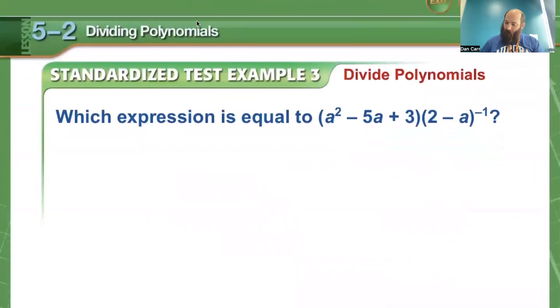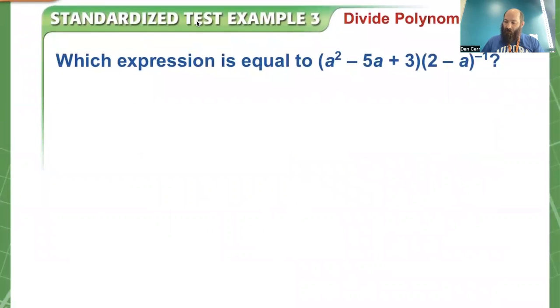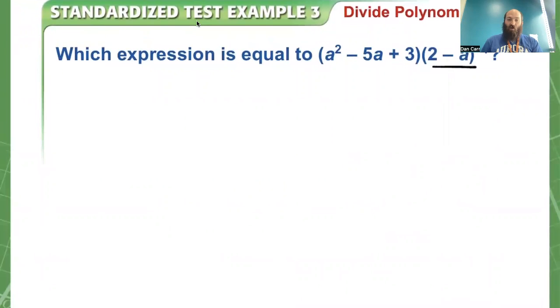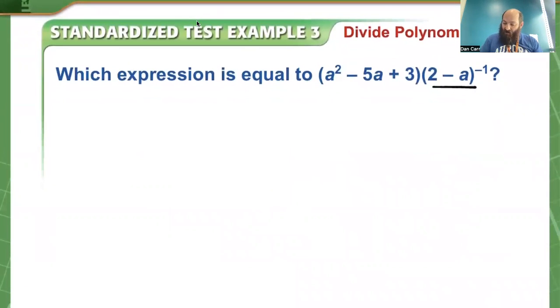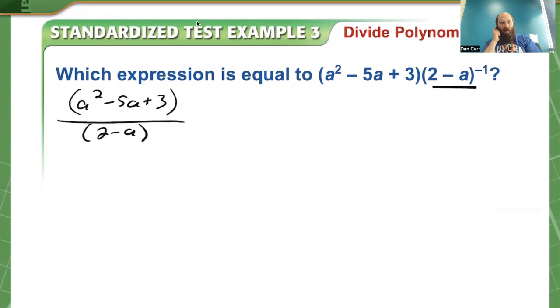Okay. This one is going to be a similar thing because it's written like this: 2 minus a raised to the negative 1 power. That is the same as saying this. It is a squared minus 5a plus 3 over 2 minus a. Okay, so that's what I'm really doing here. I'm doing division again. So if I do that, let's start with a squared minus 5a plus 3.